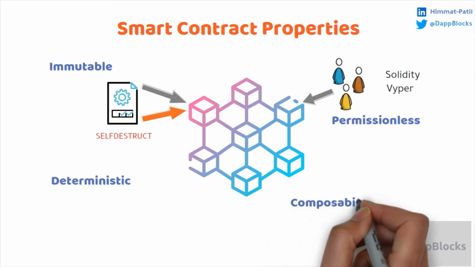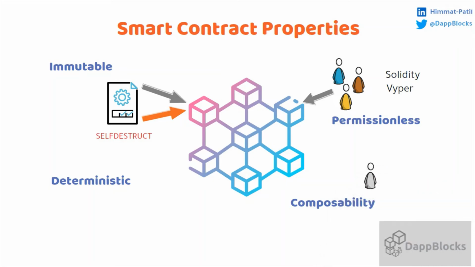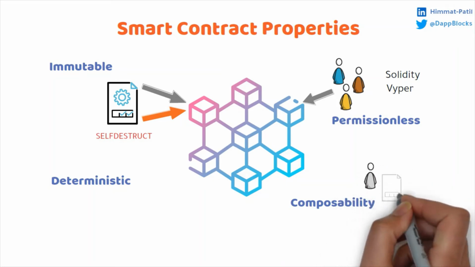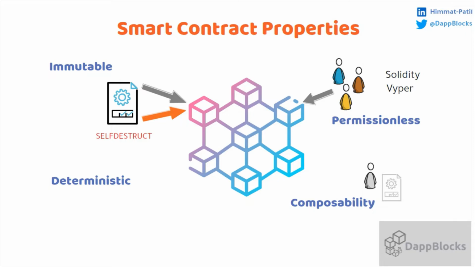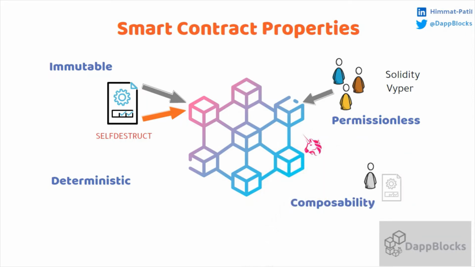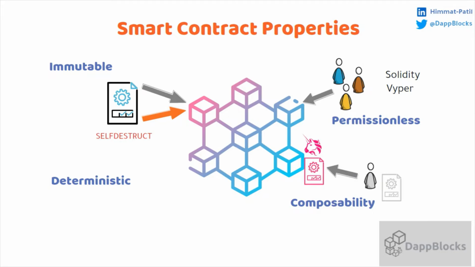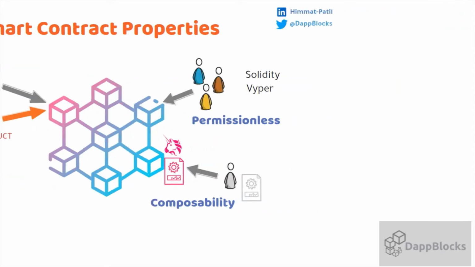Fourth, composability. Even if you don't write your own smart contract, you can anytime interact with other smart contracts just by sending a transaction request. For example, for token swaps, we have different decentralized exchanges with their own smart contracts. We just need to write code to interact with those smart contracts. We will see that when we actually develop our applications.